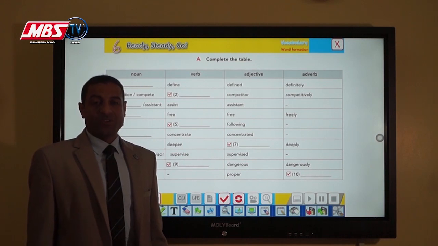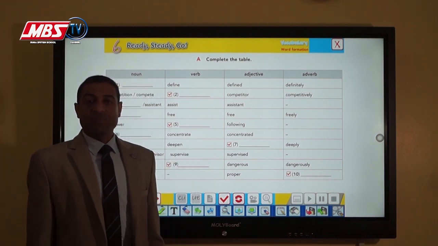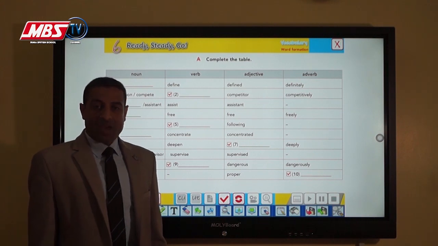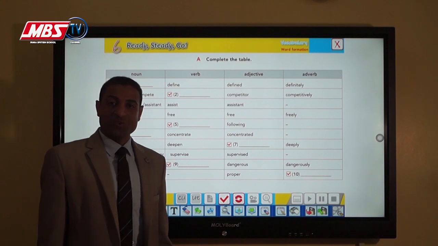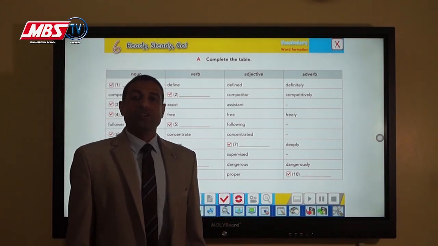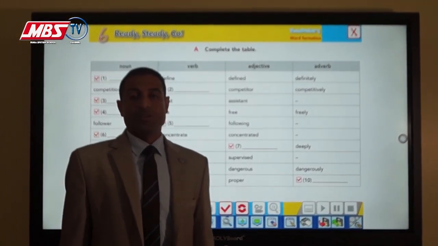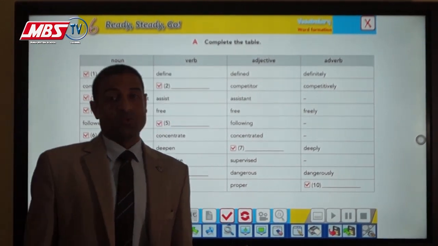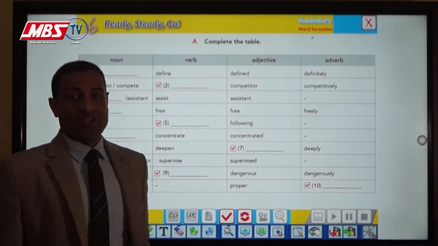Good morning, dear students. Today our lesson is for grade 7, Close-Up, Unit 6. The vocabulary lesson, which is on page 76 in your Close-Up student's book. And today we are going to talk about some vocabulary that we can change their form according to the sentence. Our title today is word formation.